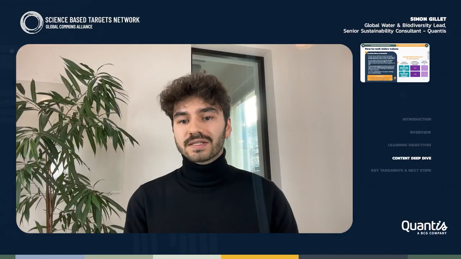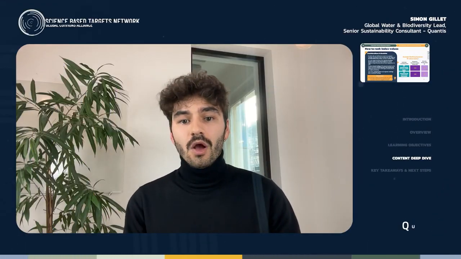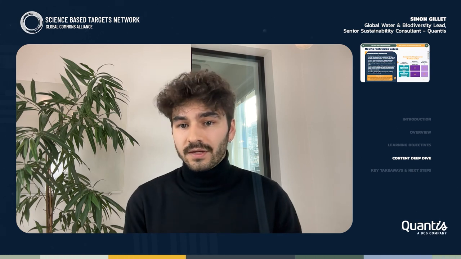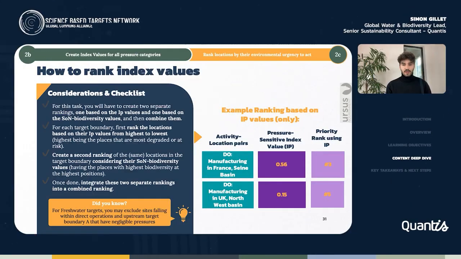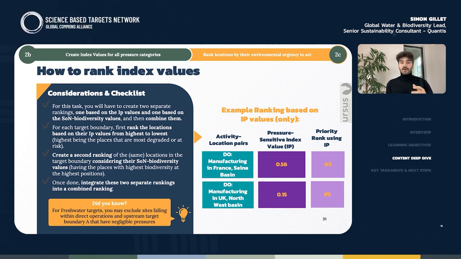The combination exercise will be detailed in the following slides once we address how to calculate and rank biodiversity state of nature values. For now, we will focus on ranking locations based on their index pressure values from highest to lowest, taking the higher index values to mean higher priority for action, for each pressure. On the right hand of the slide, you can see an example of two locations ranked according to their index value only within Ursus direct operations.